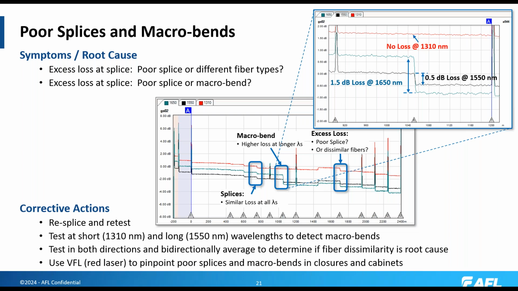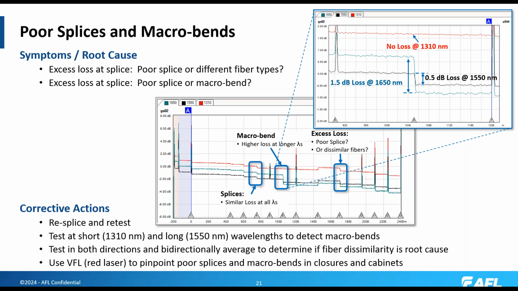Bidirectional testing and averaging is one way to correct for the excess loss and the gain and see the true loss when you have a fiber mismatch. In the case of macro bends, once you've determined that you have a macro bend, then you have to go into your typically splice closure or cabinet and look for the tight bend in your fiber. And then eliminate that tight bend, redress the fiber in that cabinet.